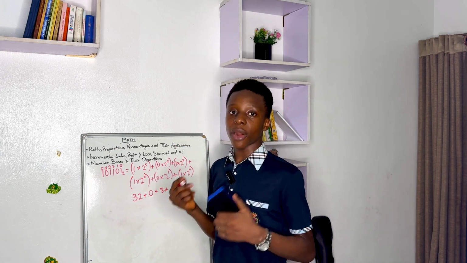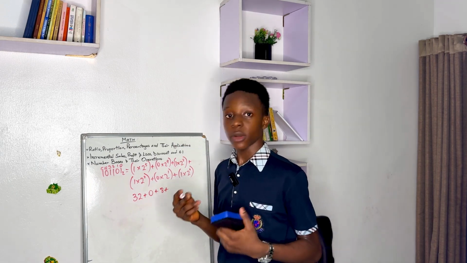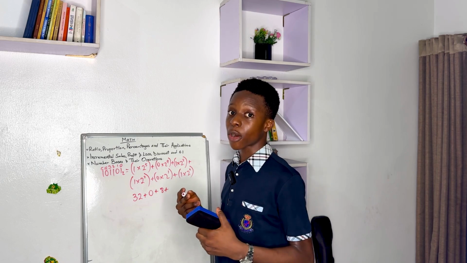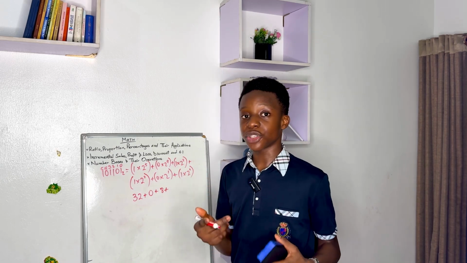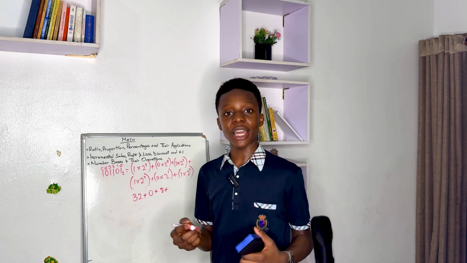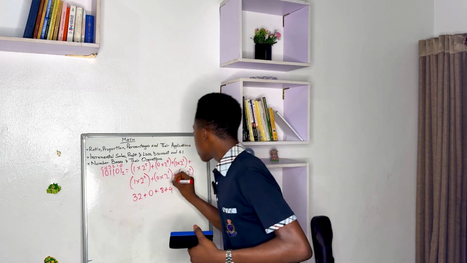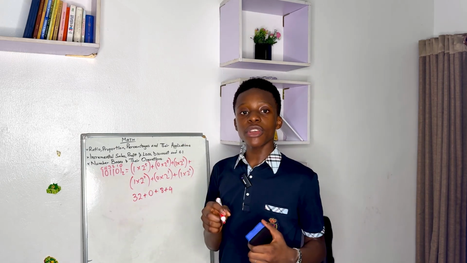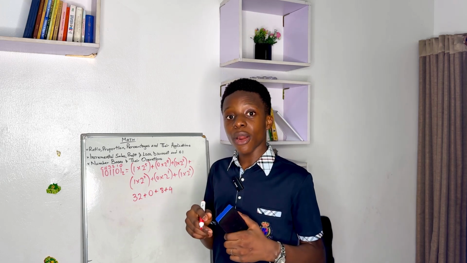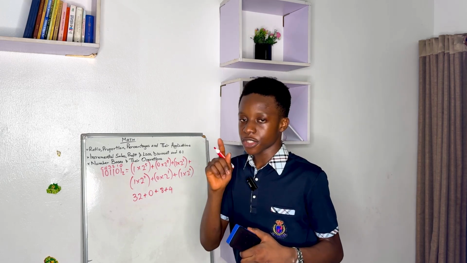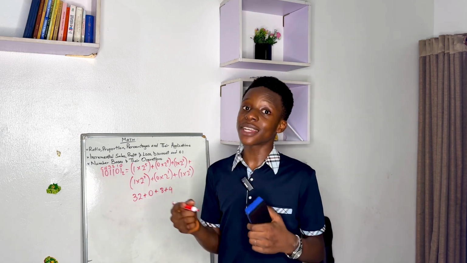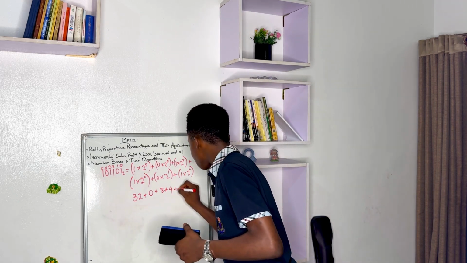Here, 2 raised to the power of 2, or 2 squared, is 4. Remember, 2 squared is 2 multiplying itself 2 times. So 2 times 2 is 4. And since 1 is multiplying 4, it's going to give us 4. 0 is multiplying 2 raised to the power of 1. 2 raised to the power of 1 is just 2, because 2 isn't multiplying any number of itself, just 2. But since 0 is multiplying 2, it's going to give us 0.